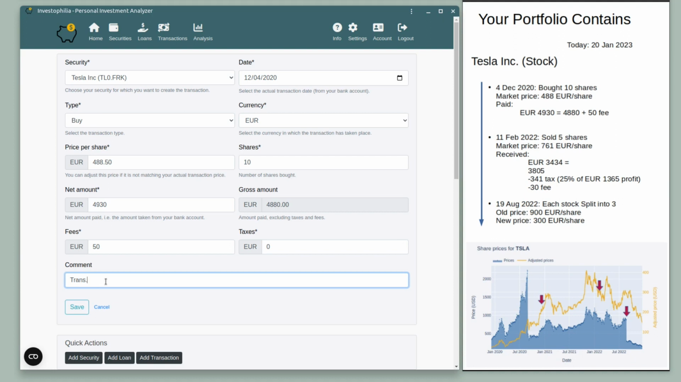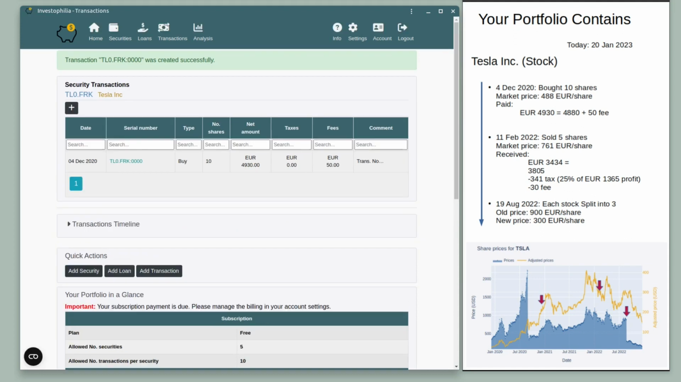You can add, for example, a transaction number, which is the number of the document you have received from your bank. Let's say I just give some number. Let's say this is the number of your transaction that you can find in your bank account. Then I save it. Let's add the second transaction.